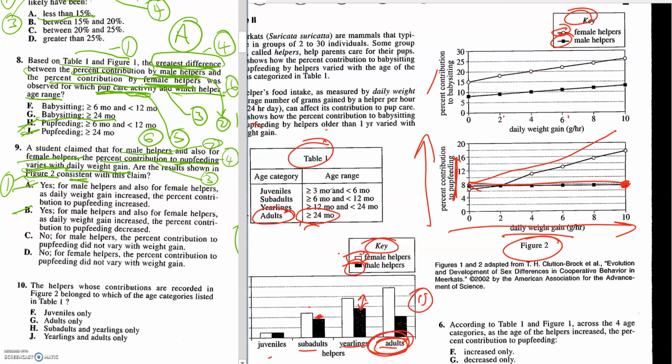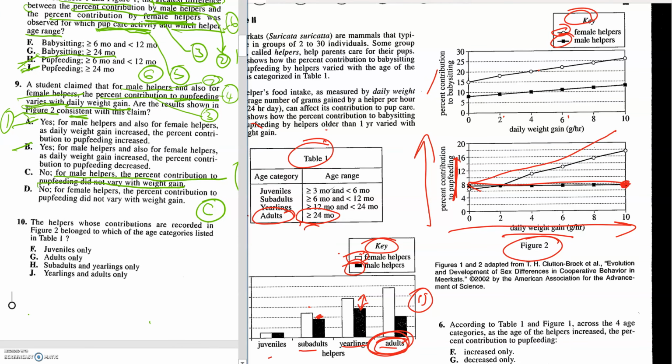So A and B are out because they say yes. Now we just have to find the right reason. He says no, for male helpers the percent contribution to pup feeding did not vary with weight gain, and that's right. Okay, now we go to number 10.